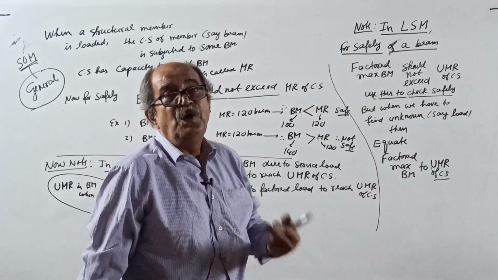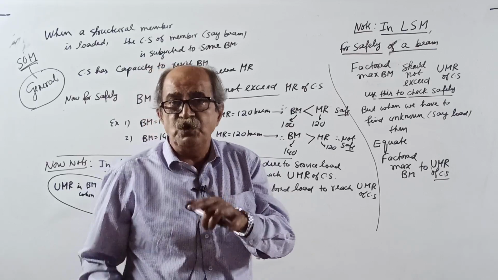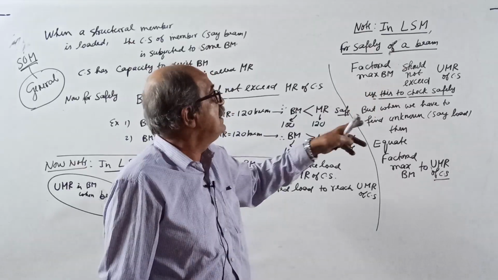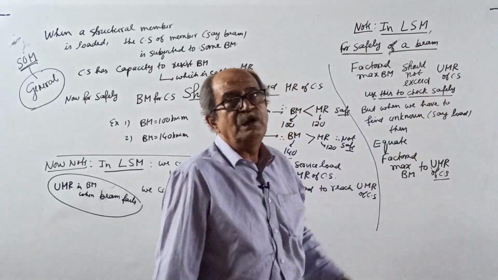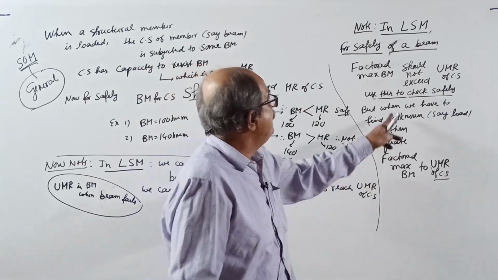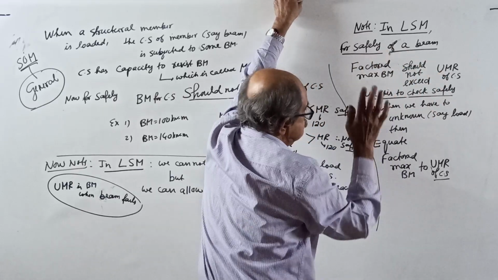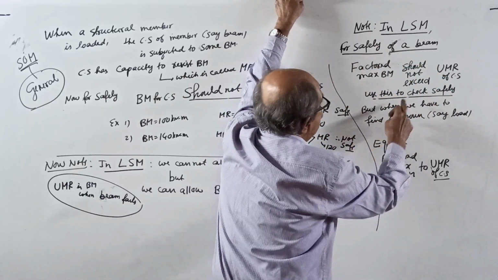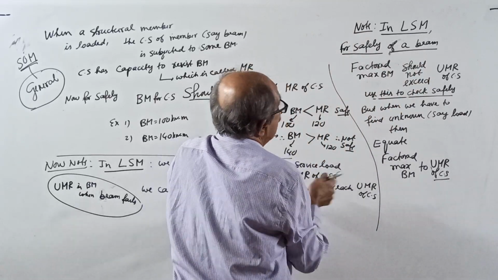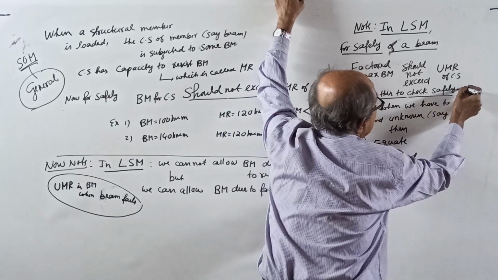Make a note. Whenever they give a problem where you are asked to check the safety, you should write all these things. Then find the factored maximum bending moment, find ultimate MR. By this time, you should be champions to find ultimate MR. And then compare. Use this, and then compare. Then you have to compare, right here, compare. Use this for check the safety.